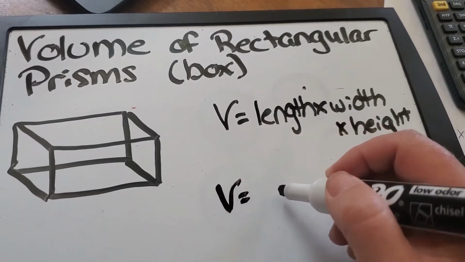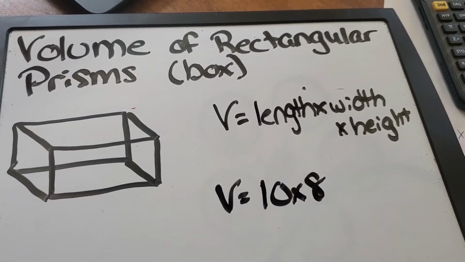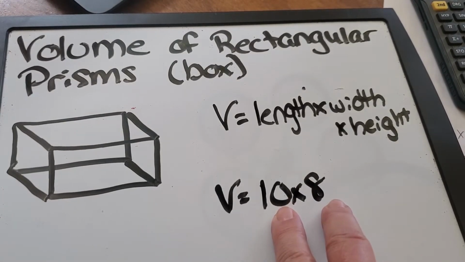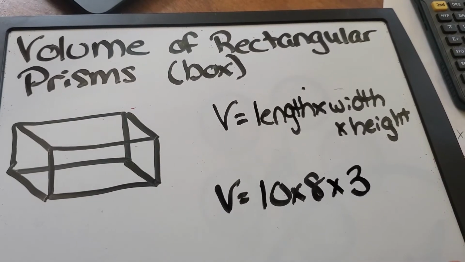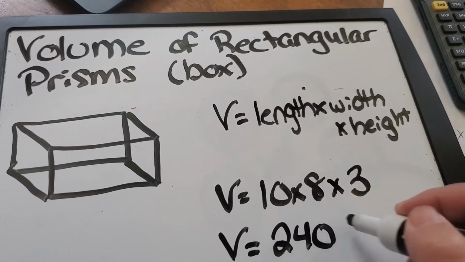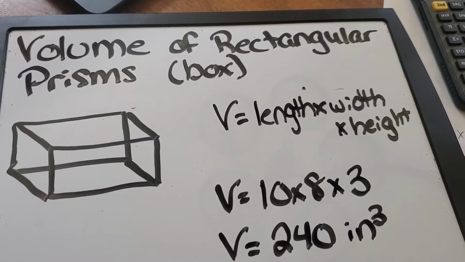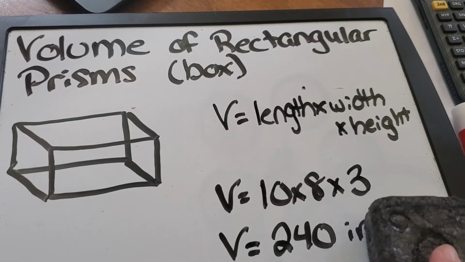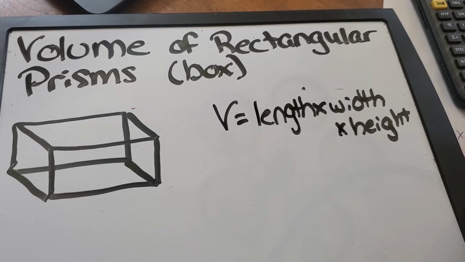The length times the width, that was my 10 times my 8. That tells me how many would fit across the bottom. I had 8 rows of 10 that could fit across the bottom of the box. That's the area of the bottom of the box. And then I multiply that by the height, by 3, because I could get 3 layers of 80 in there. 10 times 8 times 3 is 240 cubic inches. That's how many cubes would fit in my box. Now, obviously, we're not going to line up cubes in boxes every time we want to find the volume, but I wanted you to understand why, to find the volume, it's length times width times height.